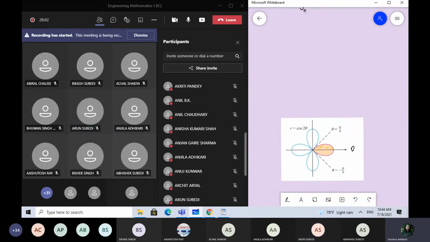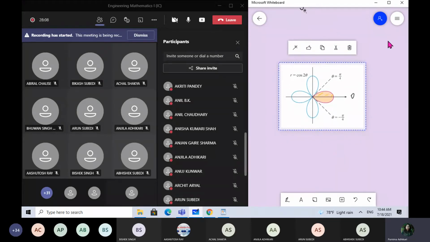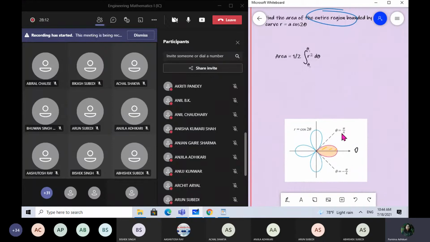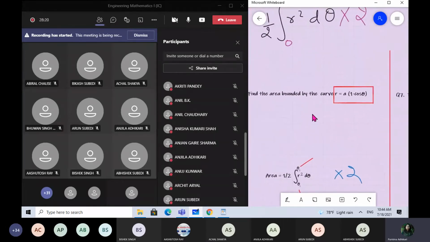So this is your curve, and this is your loop. Your curve has four loops, and if you take 0 to pi by 4 you are going to get half of a loop, so multiply by 8. I'm not writing it here, it's quite obvious. Okay, so now let's discuss this.